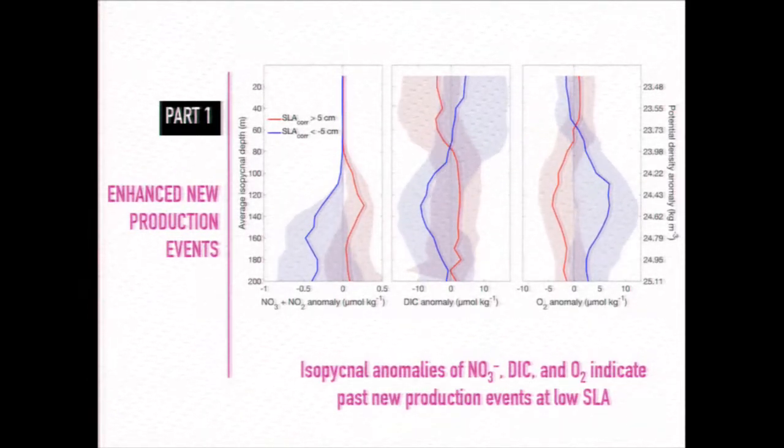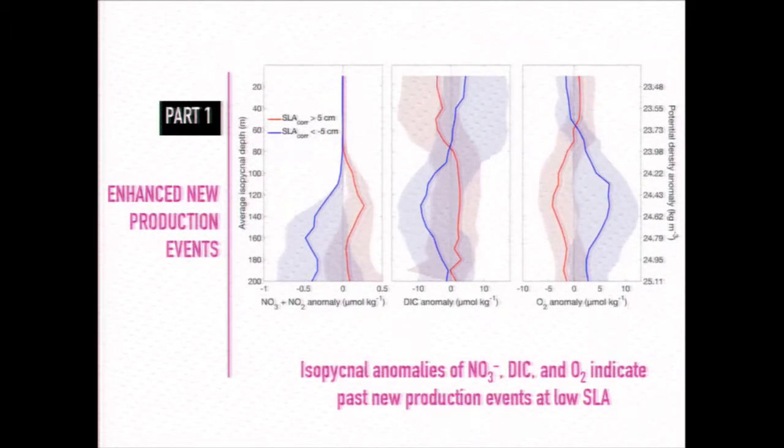So when we bring water up, the anomaly of both the inorganic nitrogen and dissolved inorganic carbon is negative, meaning that there is less in that layer, while the anomaly of oxygen is positive, meaning that there is more. And this is consistent with the fact that you expose these high nutrient waters to light, and you consume the inorganic nitrogen and carbon and produce oxygen.